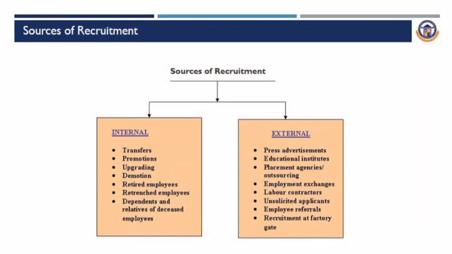The next is the dependents and relatives of deceased employees and disabled employees. This is also done by many companies so that the members of the family do not become dependent on the mercy of others. Next, we shall discuss external sources of recruitment.